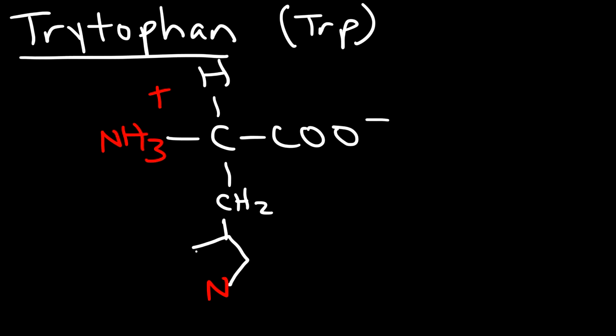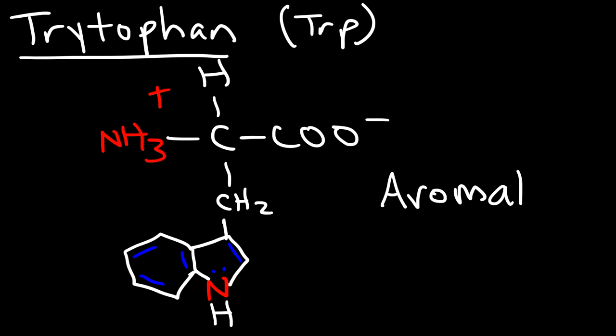So one of the rings is a heterocyclic ring, and the other one looks like a benzene ring. But both rings are aromatic. And there's a hydrogen attached to that nitrogen atom. And so that is the structure of tryptophan. And that's how it looks like. And it's an aromatic amino acid. It's also heterocyclic.